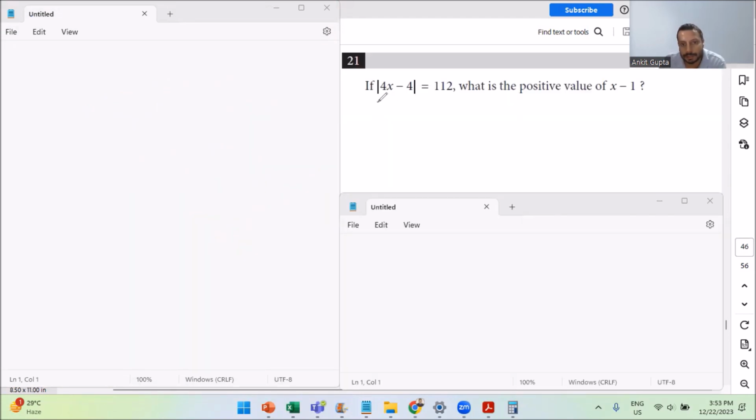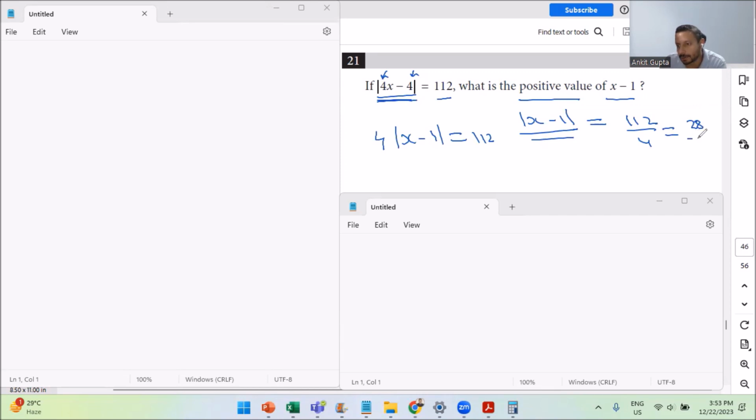If mod of 4x minus 4, note that 4 is repeating, is equal to 112, what is the positive value of x minus 1? Now the positive value of x minus 1 means mod of x minus 1. And if we are able to take 4 common here, then we will end up with mod of x minus 1 directly. So we can take out 4. So 4 times mod of x minus 1 is equal to 112. And mod of x minus 1 becomes 112 by 4, which is equal to 28. So the answer will be 28 in this case.